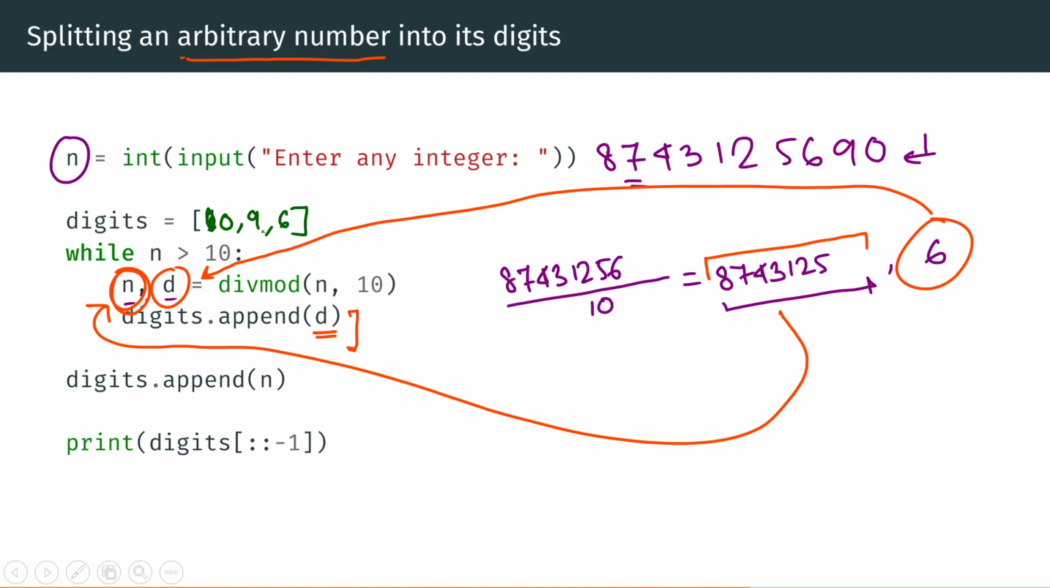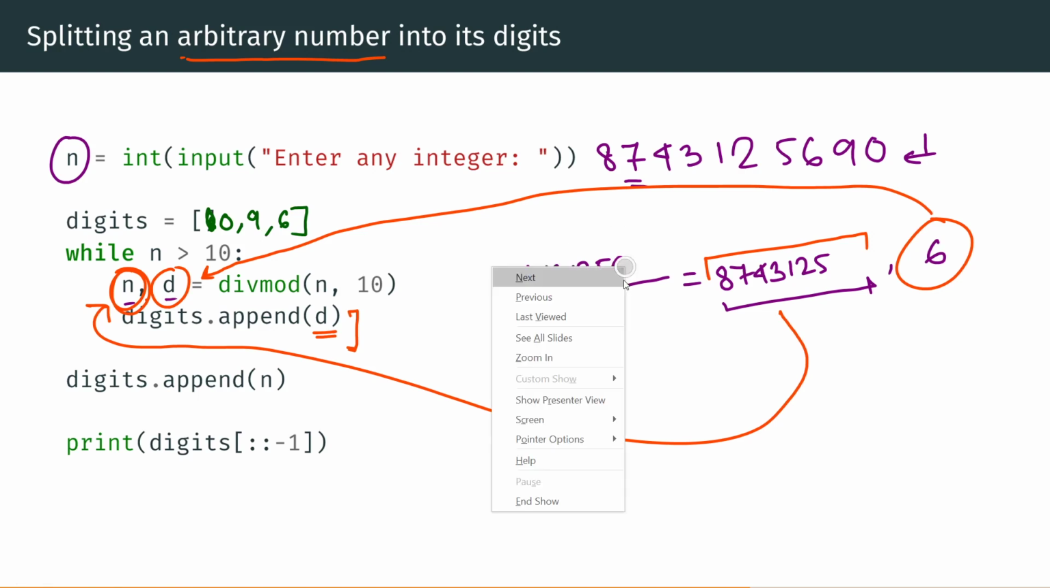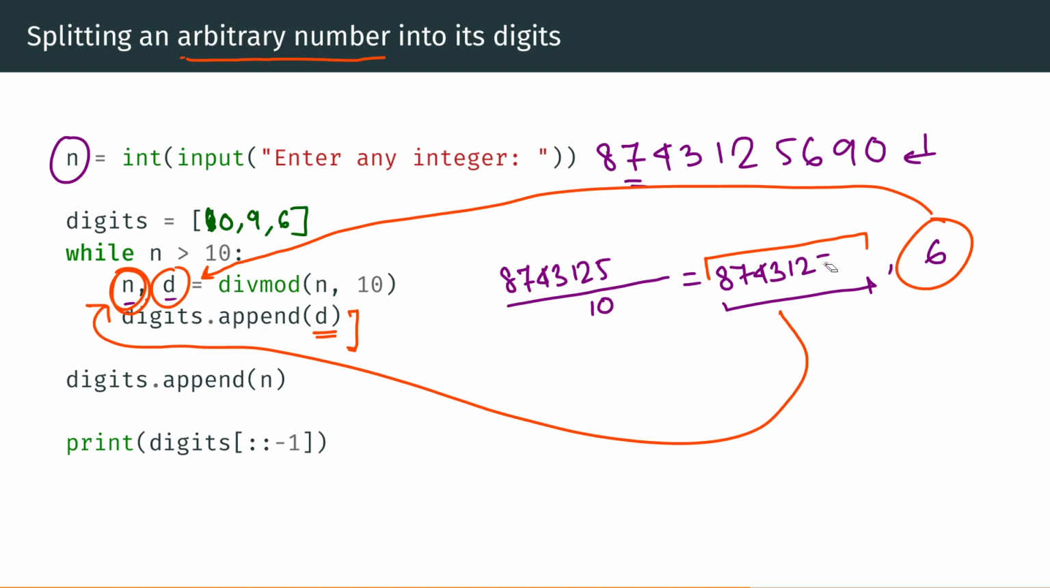6. Again we check for n, if n is greater than 10, yes, it is greater than 10. We do the divmod, we do the d, right? So this is this, and 5, this is stored here. The old value of n is replaced by this number right here, and 5 is appended to that list. So the list now has 5. And this goes on and on.